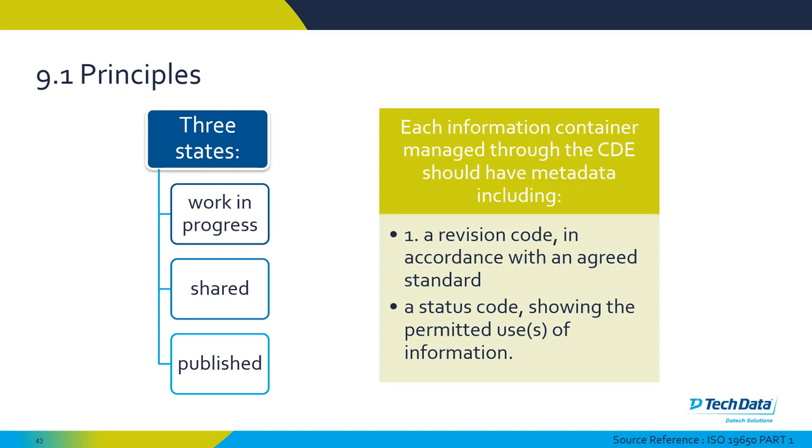environment should have metadata, and as specified in the ISO document, that should be a revision code or in accordance with an agreed standard. If your national annex in a different country, for example, not in the UK or even in Ireland, has a different agreed standard before the project goes ahead, this will be specified in your BIM execution plan. And then applying something called a status code, and then showing the permitted use of that information.